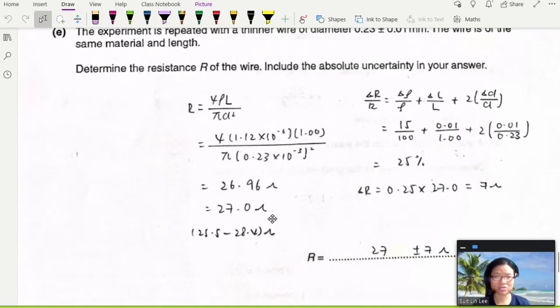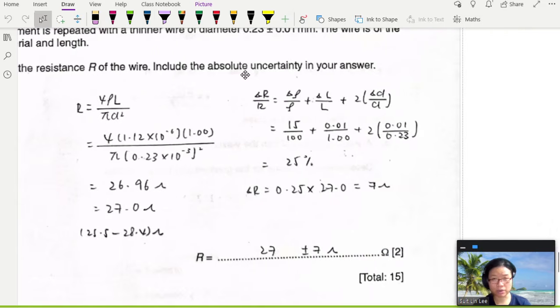Once we have the resistance R, include the absolute uncertainty. Ayo, this one never end one. Okay, end now, going to end now.